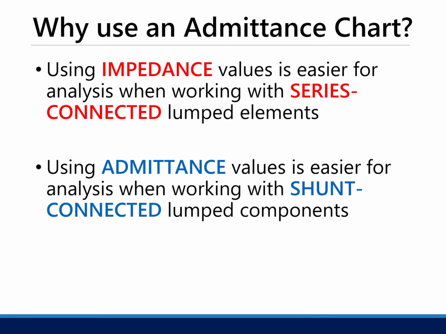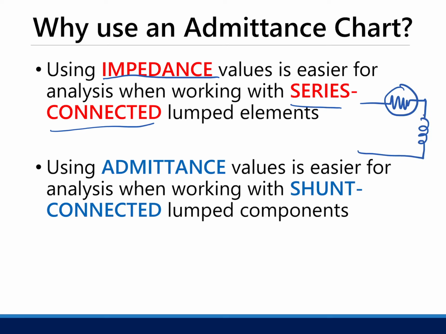Right. So why use an admittance chart? Because if we're using impedance, then it's useful when we have series connections. So you want to get the impedance of this. Since they are in series, this one has an impedance, this one has an impedance. We can just add them in the Smith chart, if you're looking at impedance, since the total impedance of this is equal to the sum of the impedances.